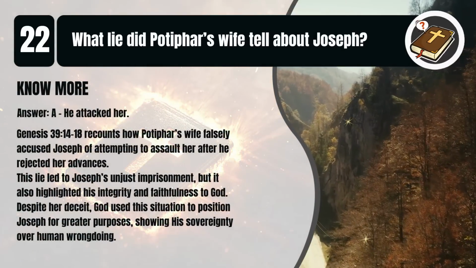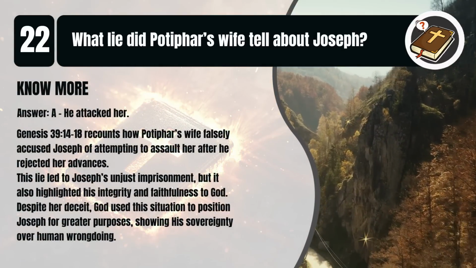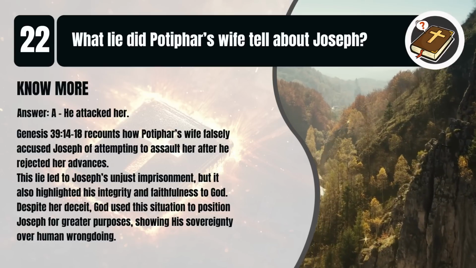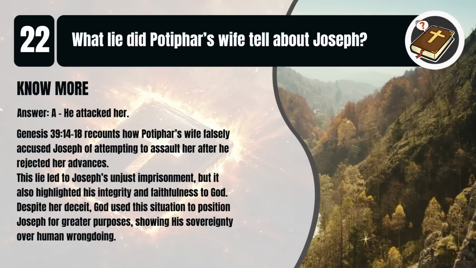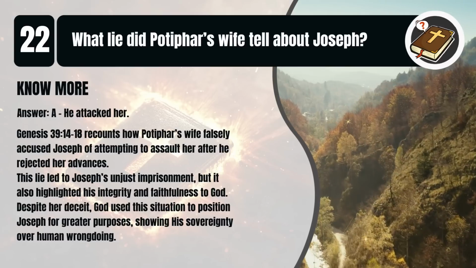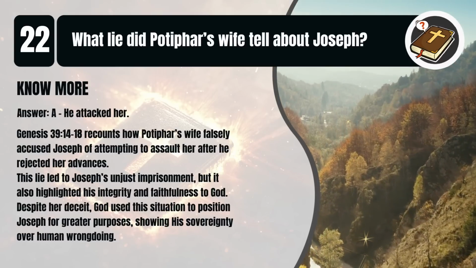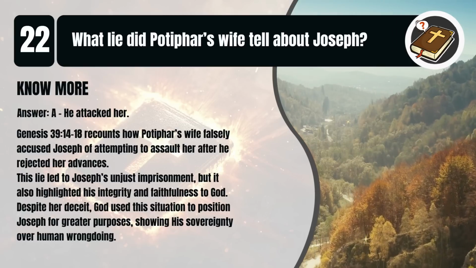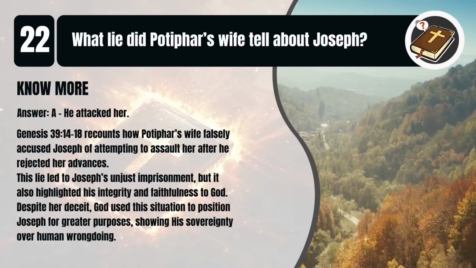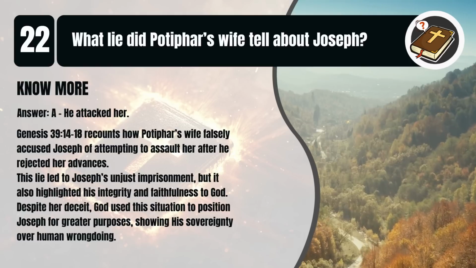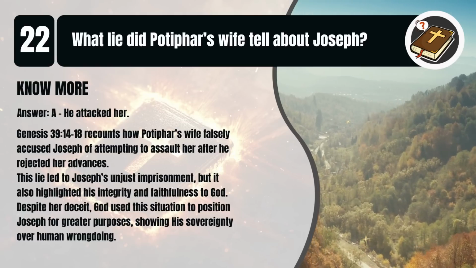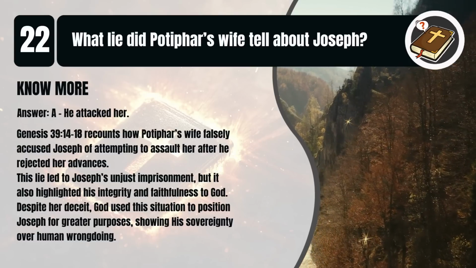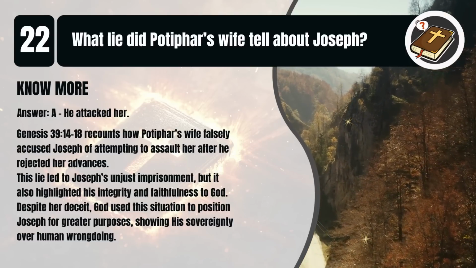That's A. He attacked her. Genesis chapter 39 verses 14 to 18 recounts how Potiphar's wife falsely accused Joseph of attempting to assault her after he rejected her advances. This lie led to Joseph's unjust imprisonment, but it also highlighted his integrity and faithfulness to God. Despite her deceit, God used this situation to position Joseph for greater purposes, showing his sovereignty over human wrongdoing.